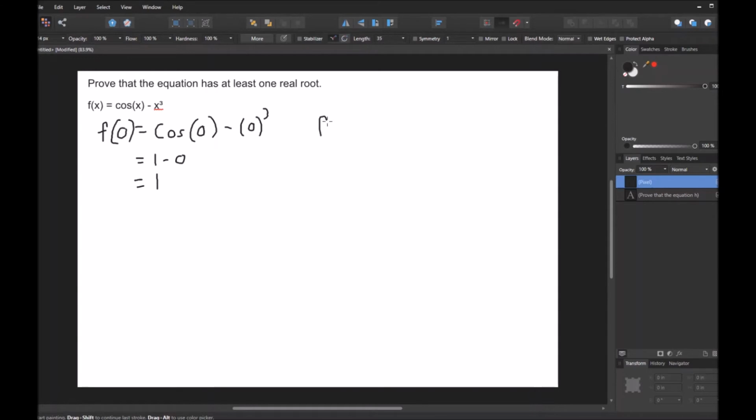And then if we do f of pi over 3, for example, we're going to have cosine of pi over 3 minus pi over 3 cubed. Now, cosine of pi over 3 is 1/2, and pi over 3 cubed, we can't really use a calculator, or at least in this class we're trying not to use a calculator, so I can just write that as pi cubed over 27.